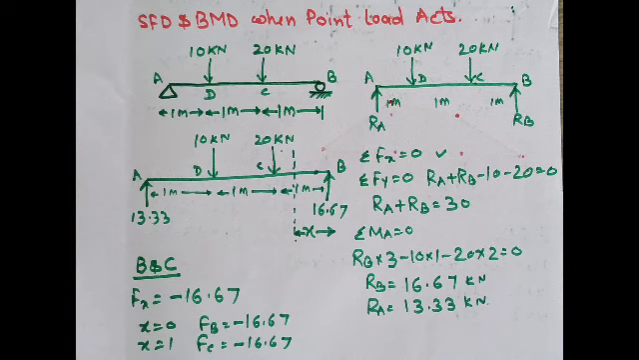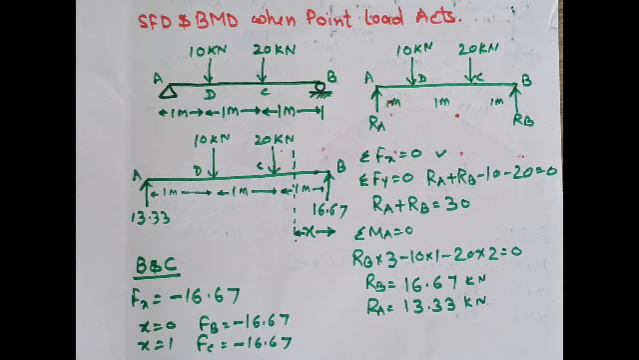Now once you have calculated the value of reactions, we will put these reactions in the original question. In place of RB we will put 16.67 and in place of RA we will put 13.33. Now we will start taking sections. First section we have taken between B and C. Suppose the distance of section from point B is x. Now see, up to this section how many forces are there? We are moving from the right side and only one force is there, that is 16.67, which is acting upward, so it will be taken as negative.